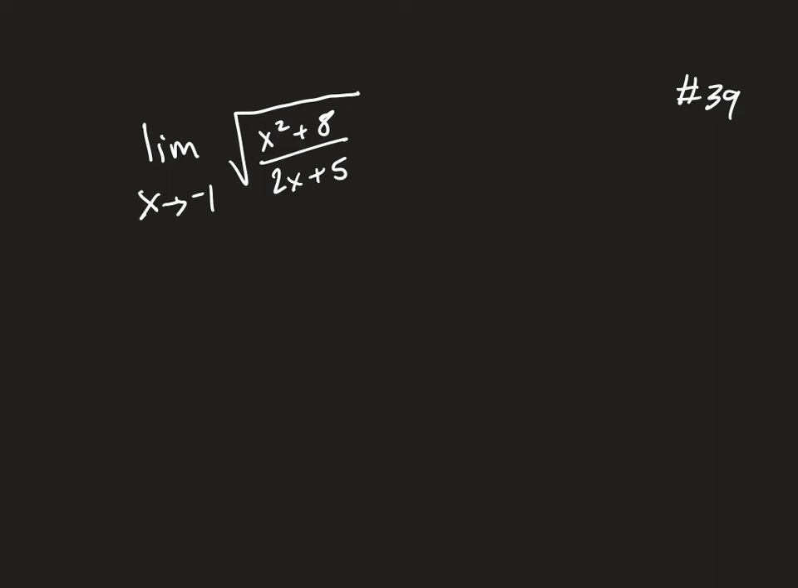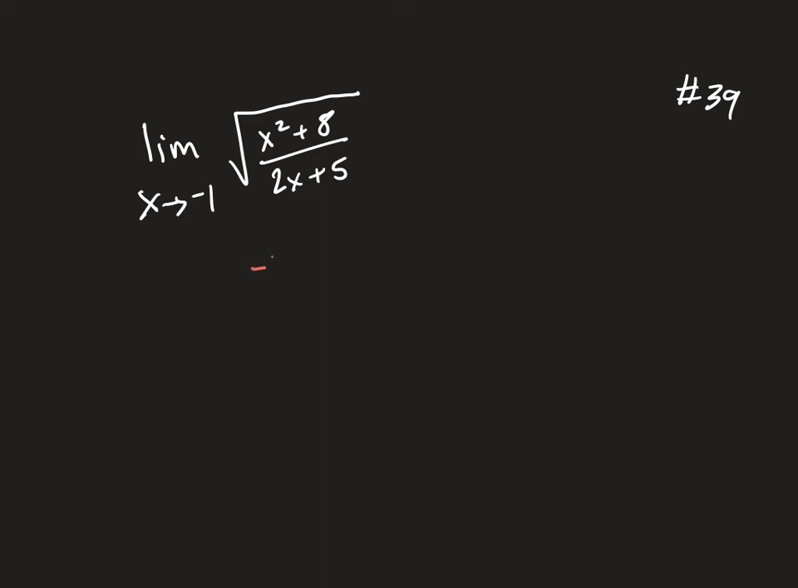Here we have a limit in number 39. x is going to -1. And whenever you are trying to evaluate a limit, if you can do substitution and get an answer, then you're done. And so on this problem, what I'm going to do is I'm going to actually substitute -1 in for x.